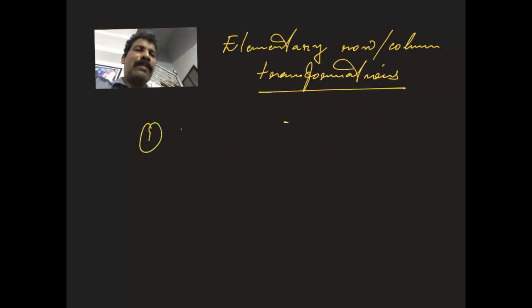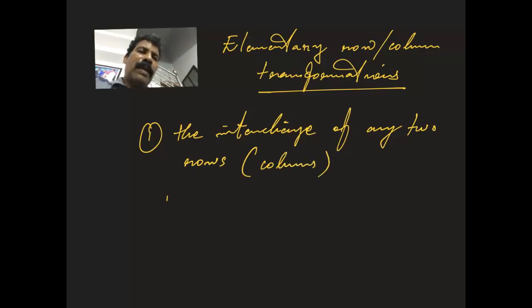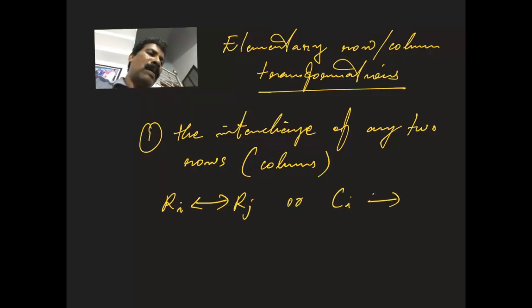The first one is the interchange of any 2 rows or correspondingly any 2 columns. We can represent it as, suppose we are interchanging ith row and jth row, we can write it as Ri double arrow Rj, or if we interchange ith column with the jth column, then we can write like this.